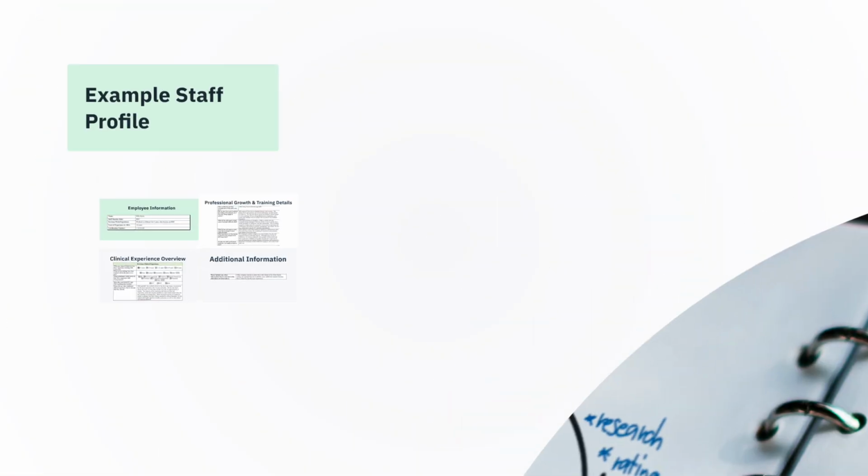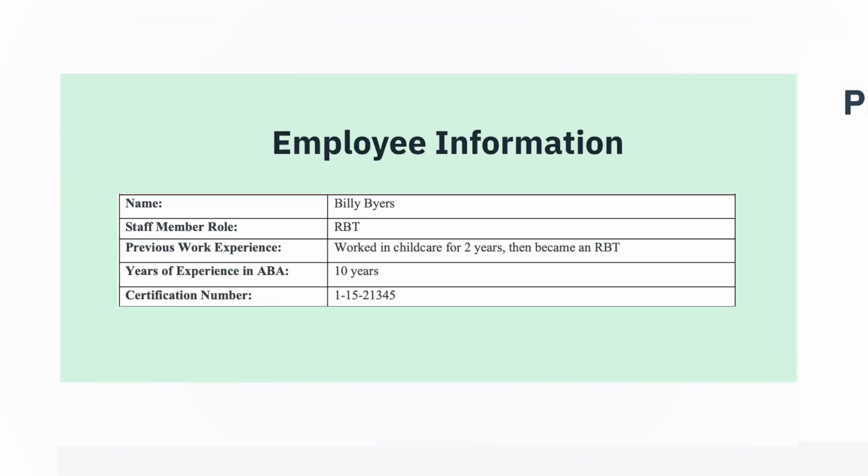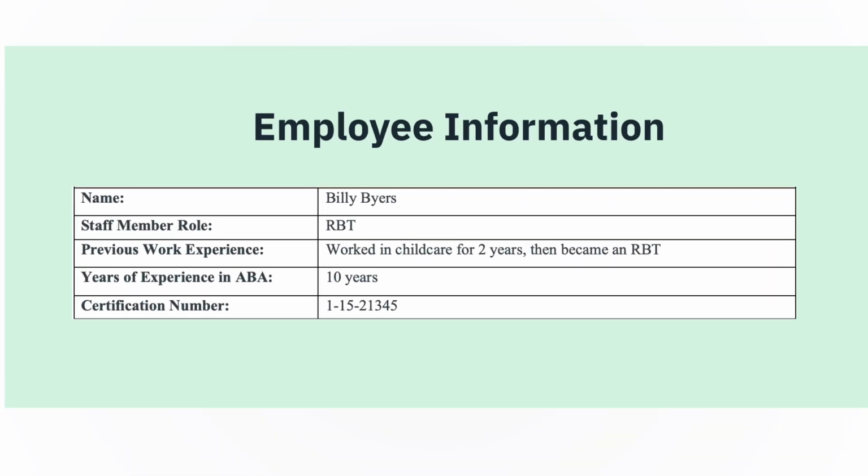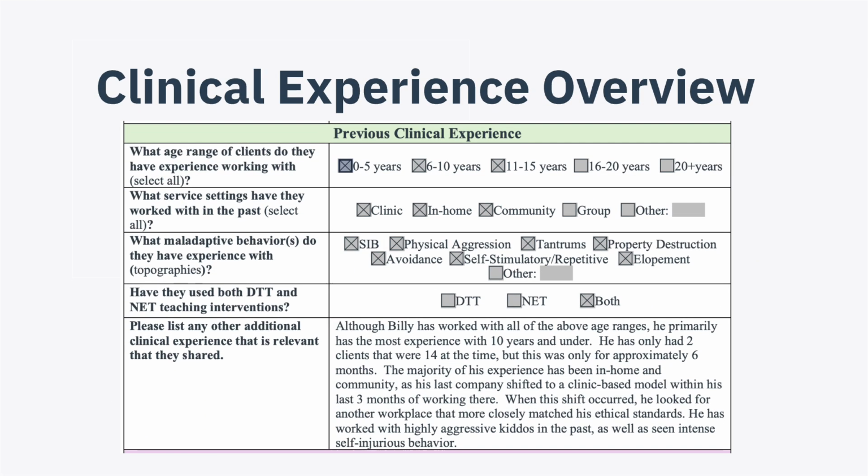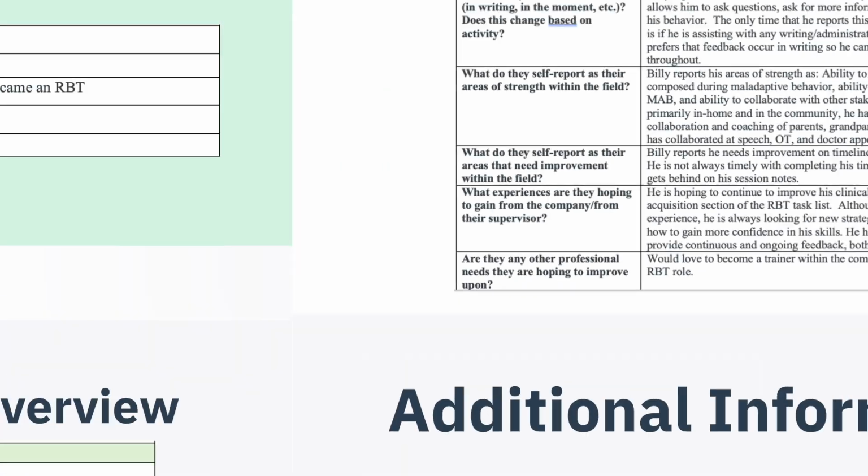So now let's go through a filled out staff profile so you have an example to reference and the type of information that I included within the use of this template. So here you will see a quick overview of an employee that I filled out the information for. This is Billy Byers, who's an RBT. He's worked in childcare for 2 years and he has 10 years of experience of ABA, and then it lists his certification number. And then here's a quick clinical experience overview. So you're able to see how I filled this out and what information I included here. Feel free to pause and read through this if you would like to read it more thoroughly.